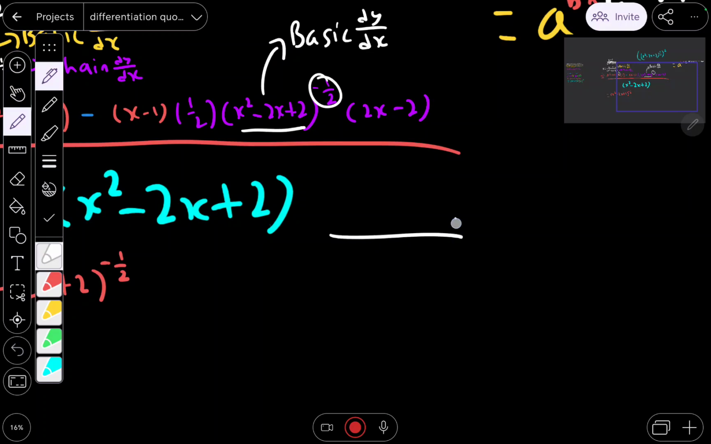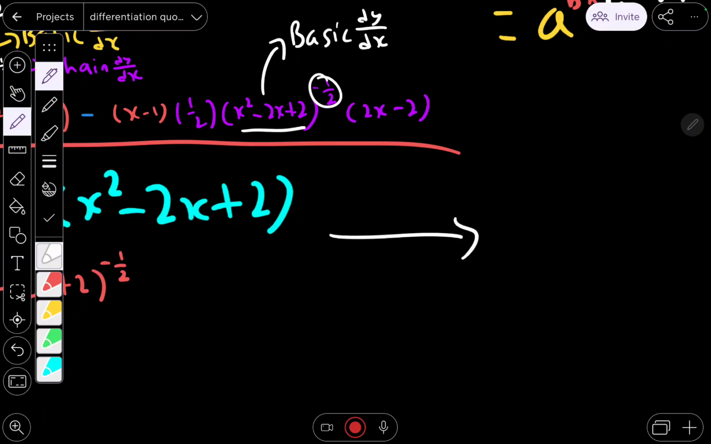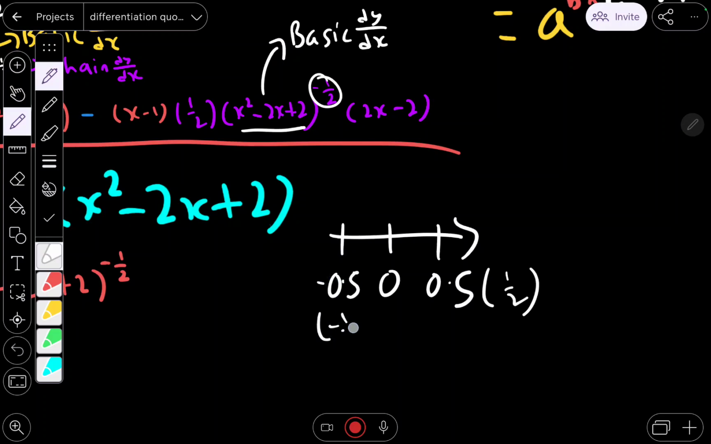So if I draw a number line, my 0 is here. I got half here, and I got negative half. So which one is smaller? Negative half, isn't it? Because it's towards the left. Remember, anything below 0 is negative, and anything towards the left, or behind 0, is negative. Anything above 0 or in front of 0 is positive.